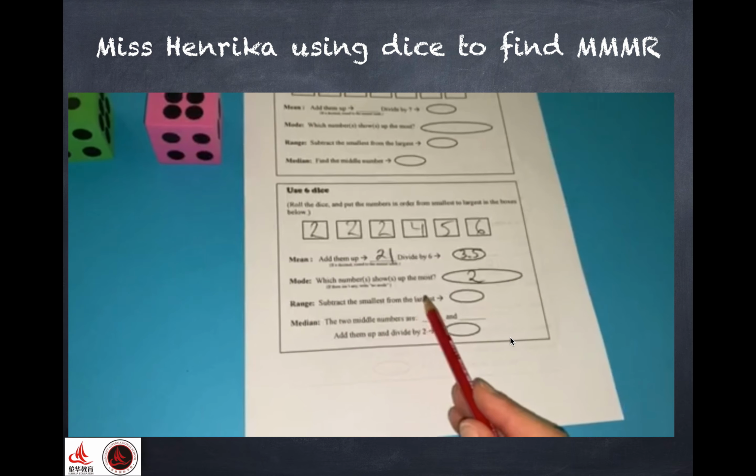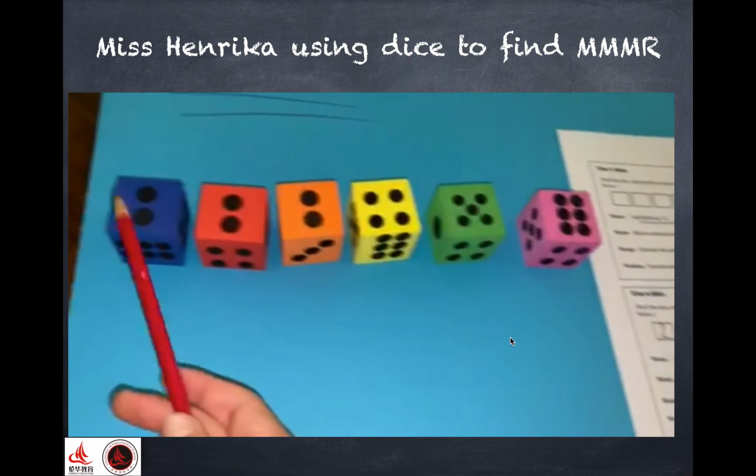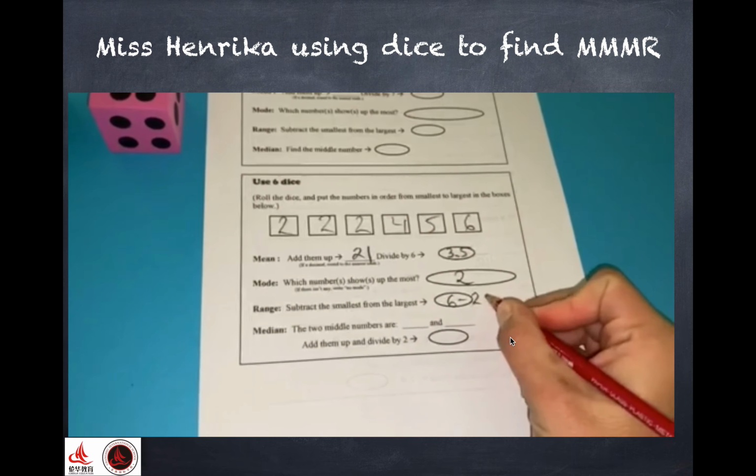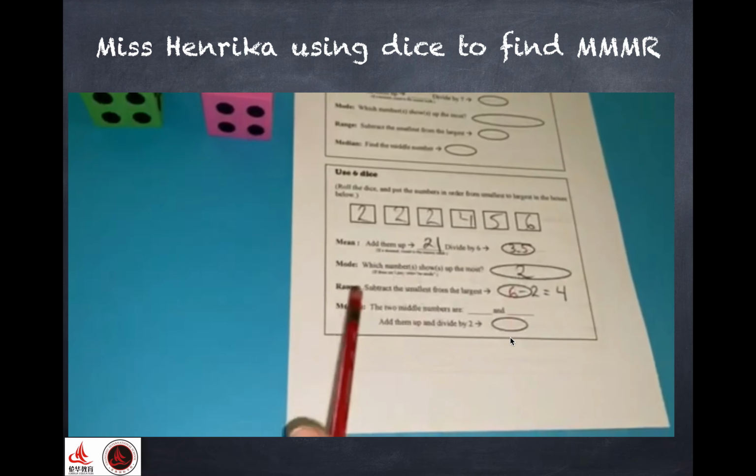Range. Subtract the smallest from the largest. The largest number is 6. The smallest number is 2. So what we're going to do is write 6 minus 2. And our range is 4. Range is 4.